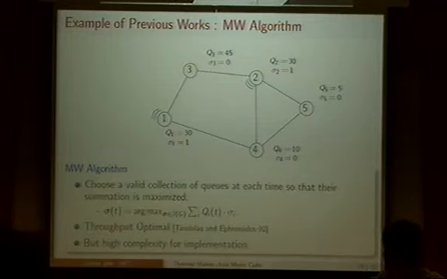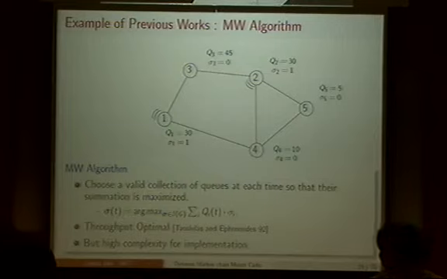For example, in this case, the max weight algorithm chooses nodes 1 and 2, because their summation, 30 plus 30, 60, is the maximum among all possible scheduled subsets. So this equation formally, mathematically explains this suggestion.